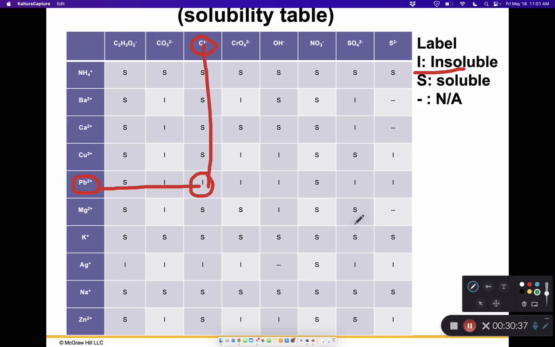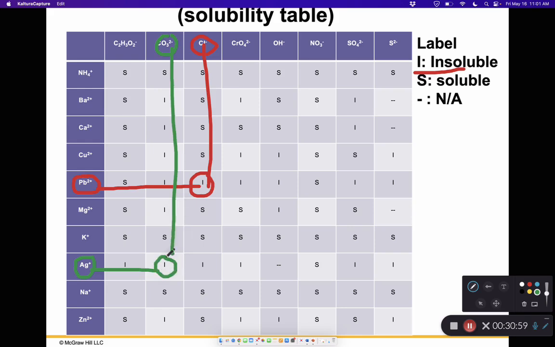Similarly, if the question is whether silver carbonate is soluble or insoluble, then I go for silver here, I go for carbonate here, and I look into the corresponding cell. So I reach here, it is insoluble.